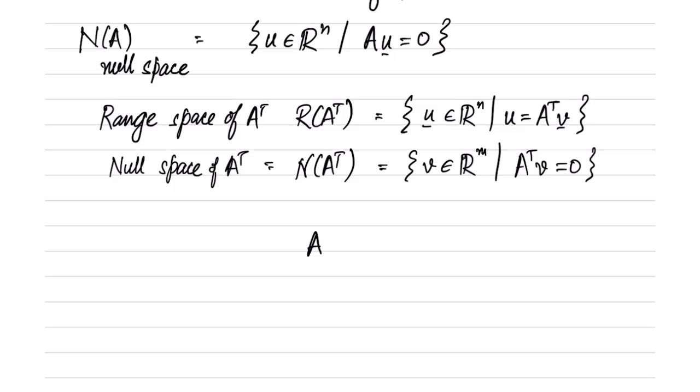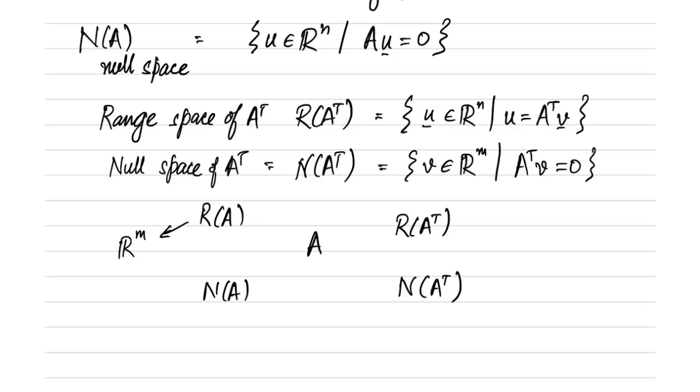So just to recap, you have a matrix A, we have the range space of A transpose, the null space of A transpose, the null space of A, and the range space of A. Remember that elements of the range space of A were in Rm and elements of the null space of A were in Rn, and likewise the elements of the range space of A transpose were in Rn, and the elements of the null space of A transpose were in Rm.